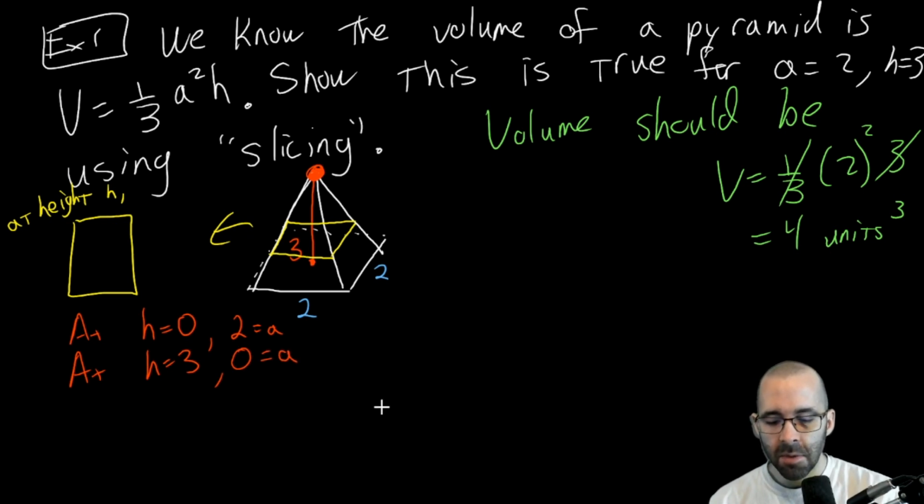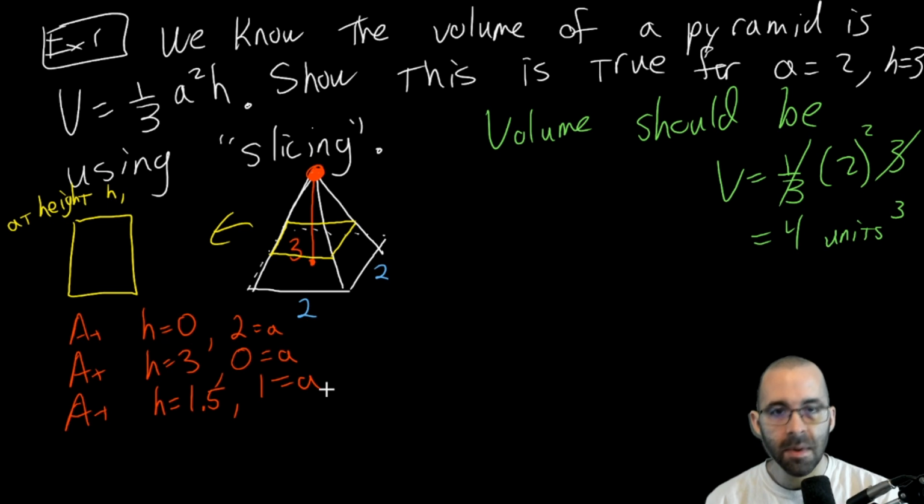Then what's the relationship along the way? It's a linear relationship, right? Notice that this is a straight line. So as we're gradually going up, it's a very constant side reduction. Similarly, you can add more of these. If we're halfway up, what's the side length going to be? It's going to be 1. And so on. We essentially have similar triangles here.